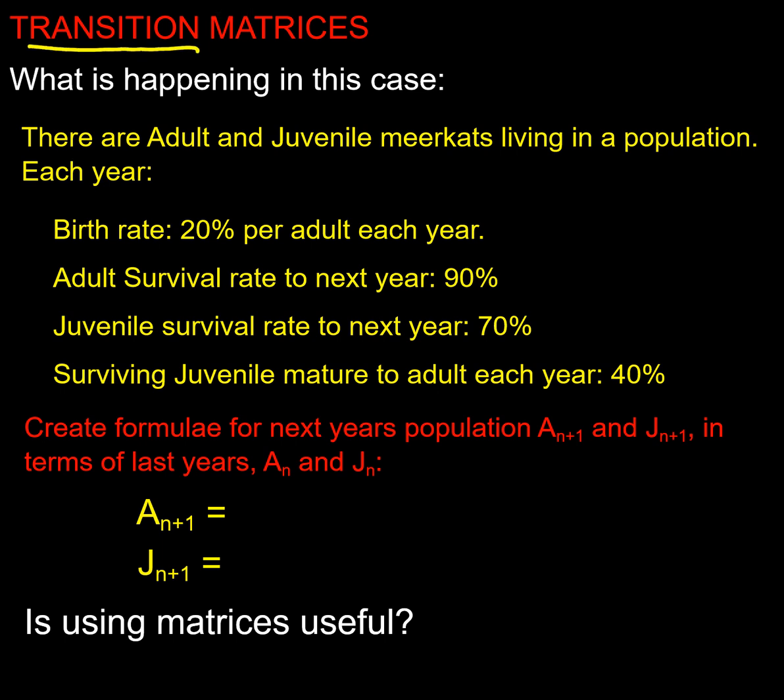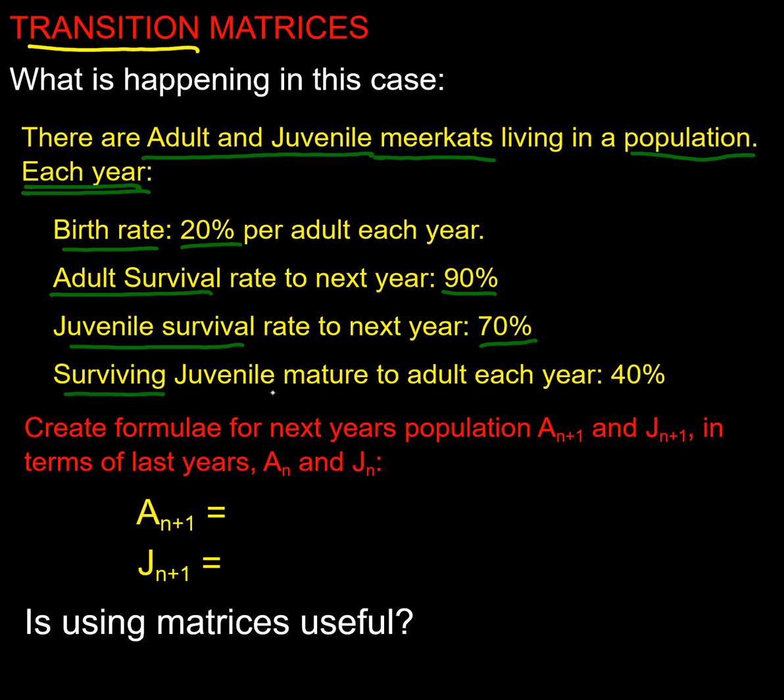Okay, so let's have a read of this example. There are adult and juvenile meerkats living in a population. Each year, so our time period is a year that they're modelling here, we have birth rate information: a 20% birth rate per adult in the population each year. Adult survival rate is 90% each year. Juvenile survival rate is only 70%. And of the surviving juveniles, the number that mature to adulthood each year is 40%.